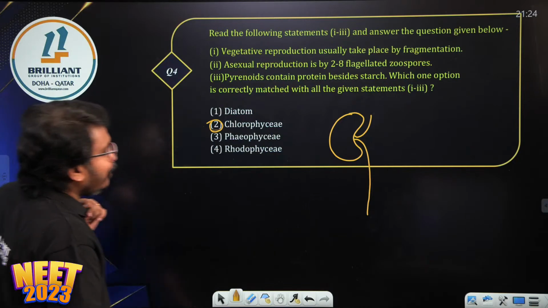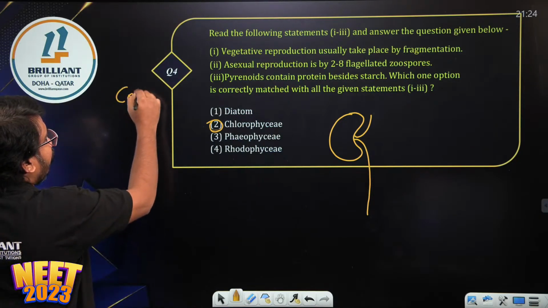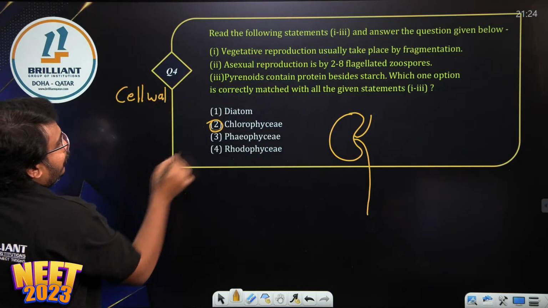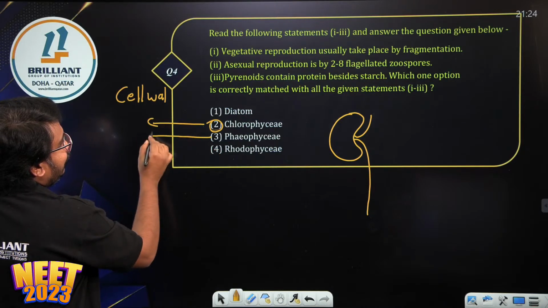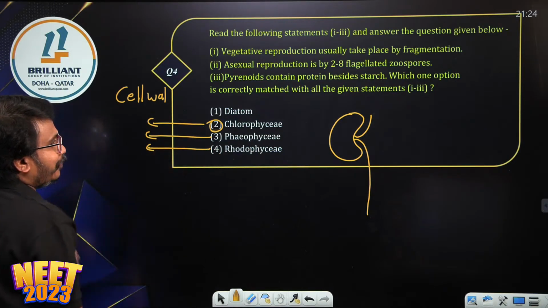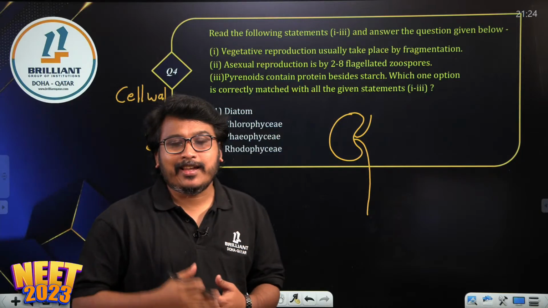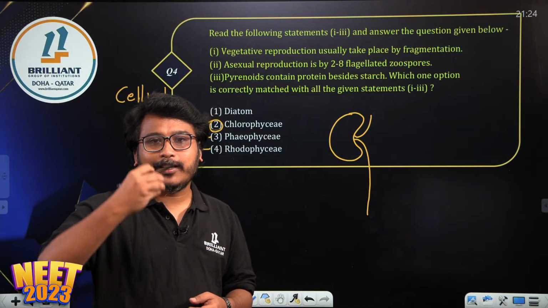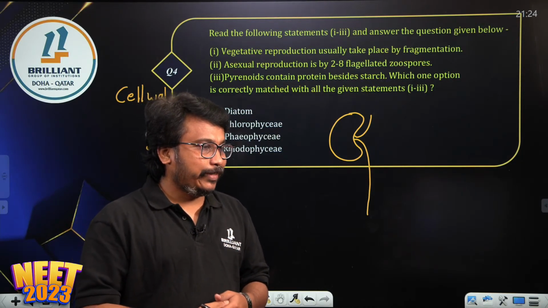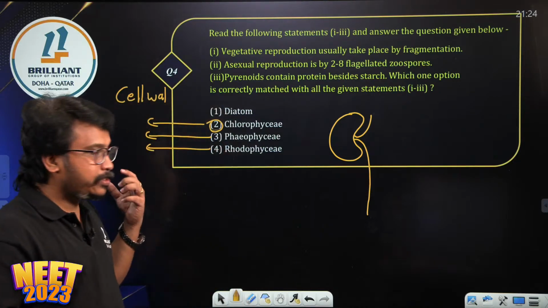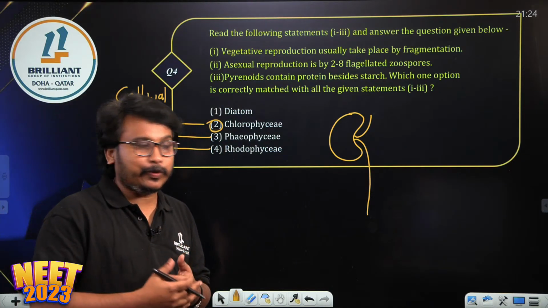Can you tell the cell wall composition also? What is the cell wall material that is coming in Chlorophyceae, Phaeophyceae, Rhodophyceae? Which one is having inner cellulose with outer pectose?